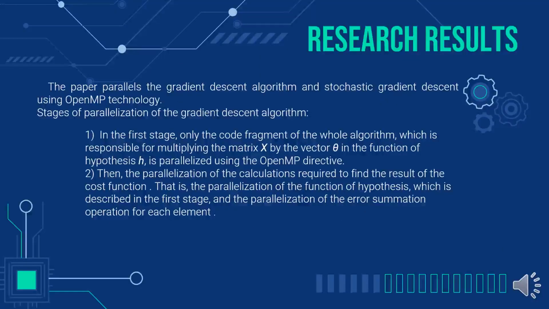Search results. The paper parallelizes the gradient descent algorithm and stochastic gradient descent using OpenMP technology. Stages of parallelization of the gradient descent algorithm. In the first stage, only the code fragment of the whole algorithm which is responsible for multiplying the matrix X by the vector theta in the hypothesis function h is parallelized using the OpenMP directive. Then, the parallelization of the calculations required to find the result of the cost function. That is the parallelization of the hypothesis function, which is described in the first stage, and the parallelization of the error summation operation for each element.